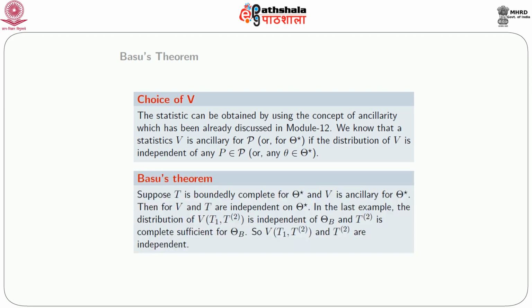We have also discussed Basu's theorem in this context. Suppose T is boundedly complete for script theta star and V is ancillary for script theta star, then V and T are independent on script theta star. In the last example, the distribution of V(T1, T2) is independent of script theta B, and T2 is complete sufficient for script theta B. So V(T1, T2) and T2 are independent.